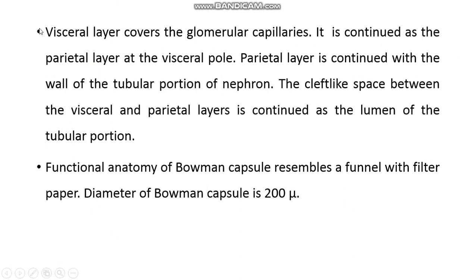The visceral layer covers the glomerular capillaries, and it continues as the parietal layer at the visceral pole, at the margin of the visceral layer. The parietal layer is continued with the wall of the tubular portion of the nephron. The tubular portion starts from the margin of the parietal layer.